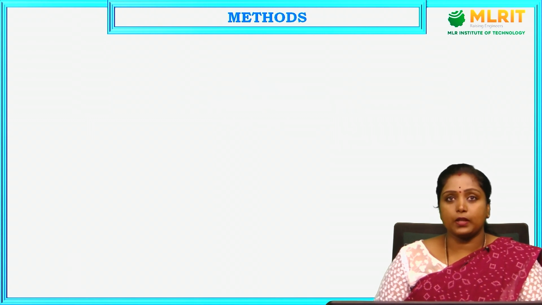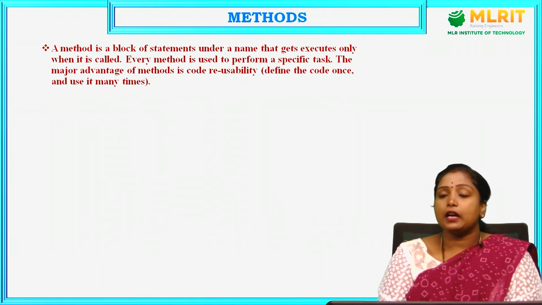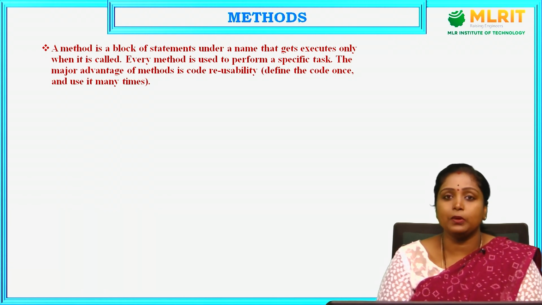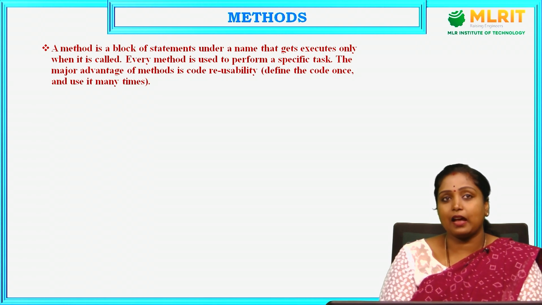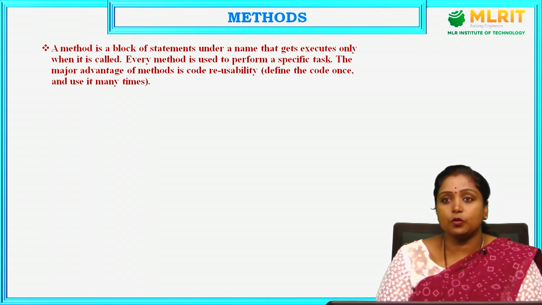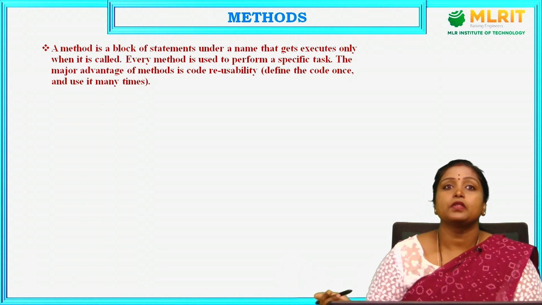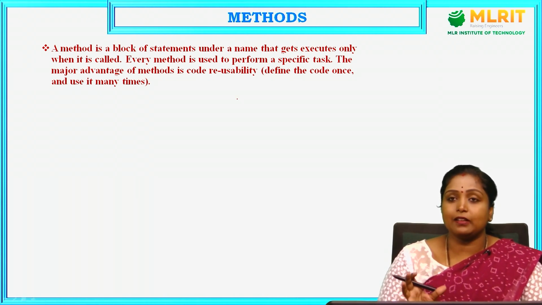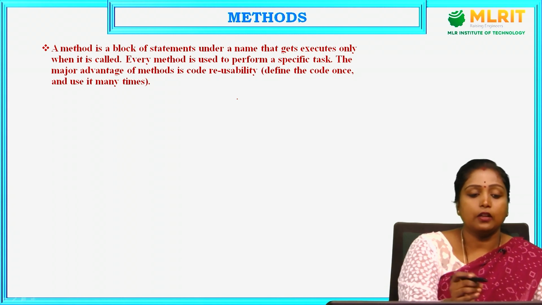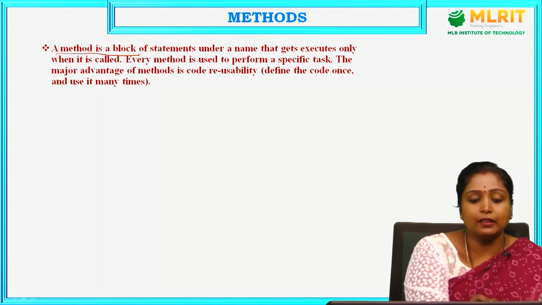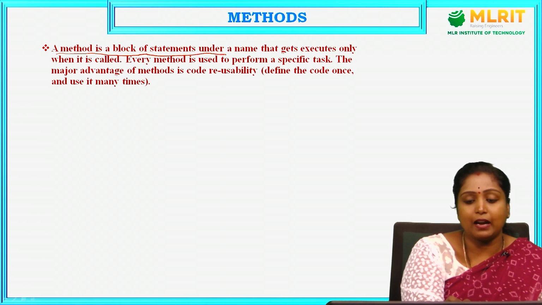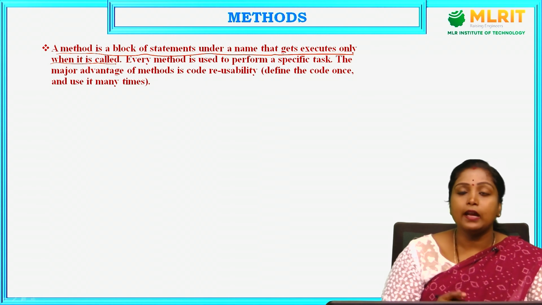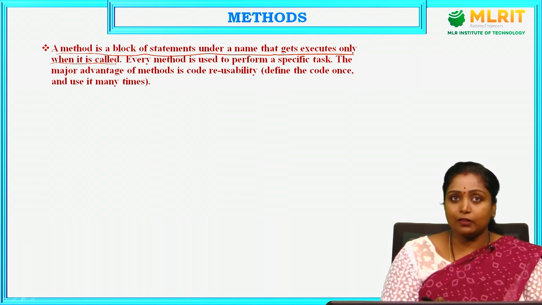So coming to methods. Methods are nothing but functions. In C++ you have the function concept, and the same concept we call a method here. A method is a block of statements which, when it is called, will execute a particular specified task. A method is a block of statements under a name that gets executed when it is called.